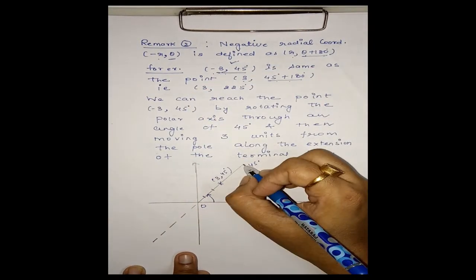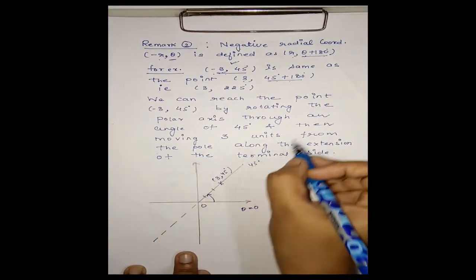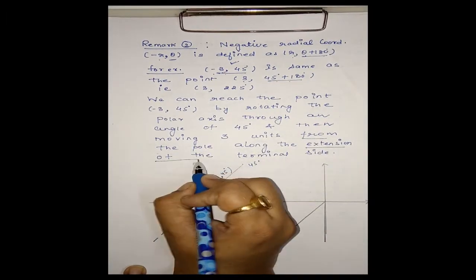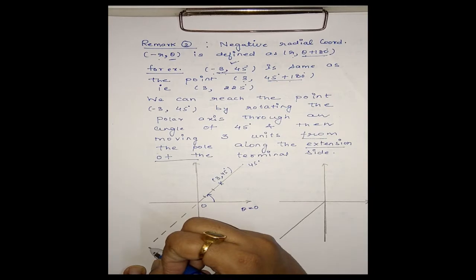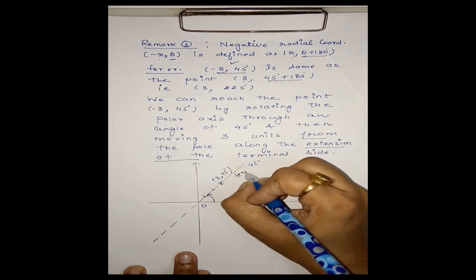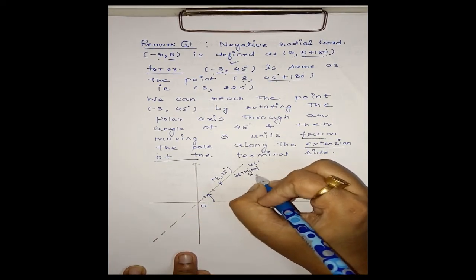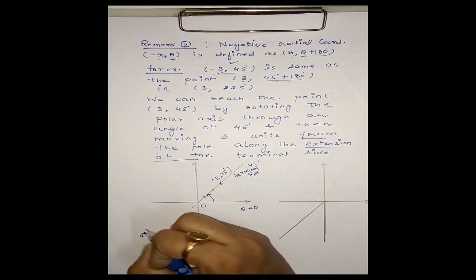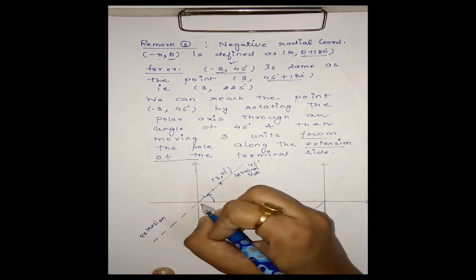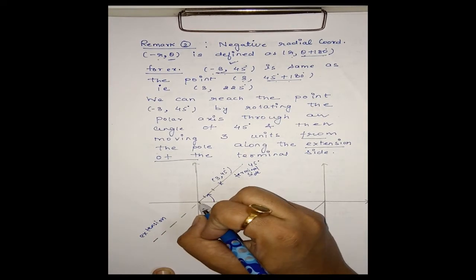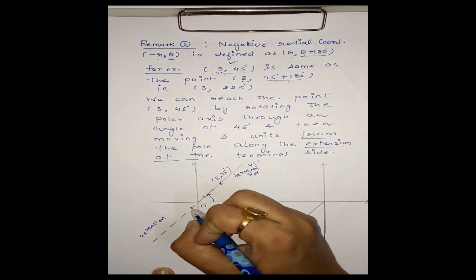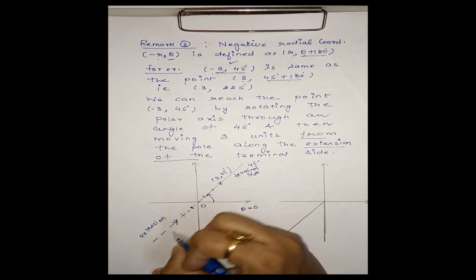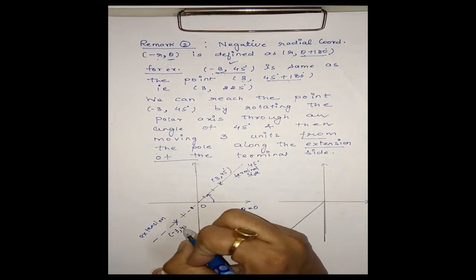That means the point is in the extension of 3 units from the pole along the extension of the terminal side. This is my terminal side, and this is the extension of the terminal side. Okay, this is my extension. Now, instead of taking 3 units here, we have to take 3 units in the opposite direction. 1, 2, 3. Then this is my (minus 3, 45 degrees).